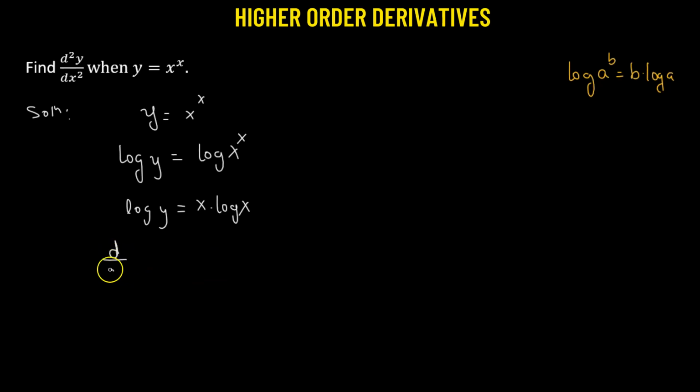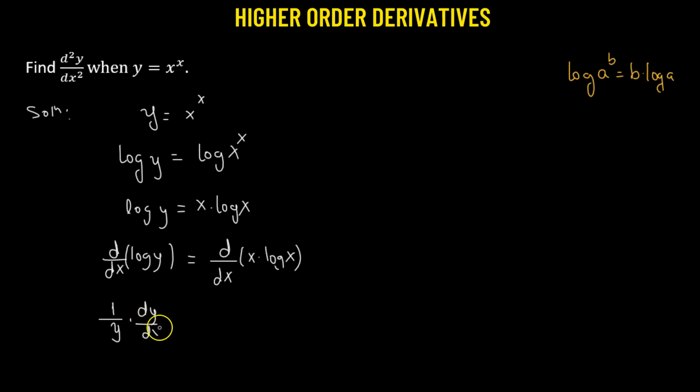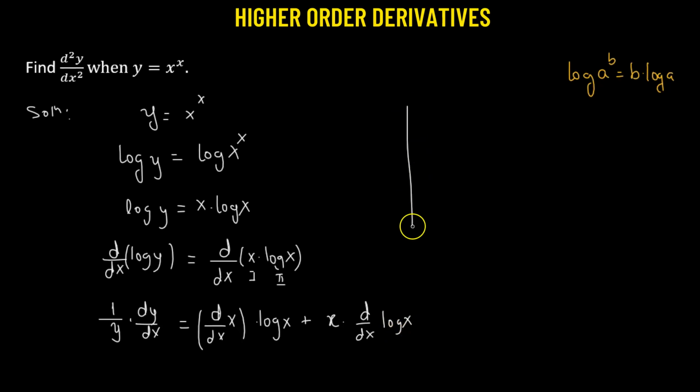Now what we'll do, we'll take the derivative on both sides with respect to x. So we have the derivative with respect to x of log y, and this will be equal to the derivative with respect to x of x times log x. The derivative of the logarithmic function gives us 1 over y. But since we have a y, we will need to use the chain rule and multiply the derivative of y with respect to x. On the right, let's use the product rule here. So here we'll use x as the first function and log of x as the second function. So we have the derivative with respect to x of x multiplied by the second function, plus the first function times the derivative with respect to x of the second function.